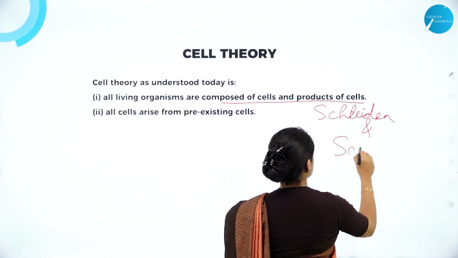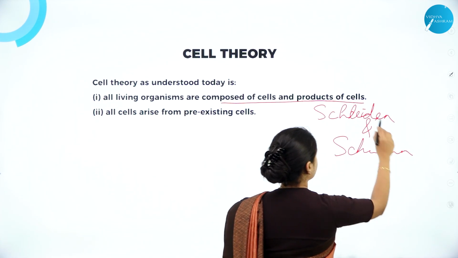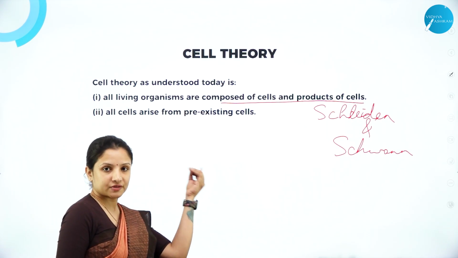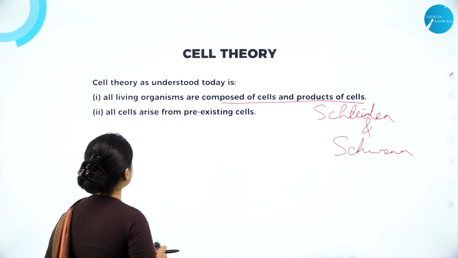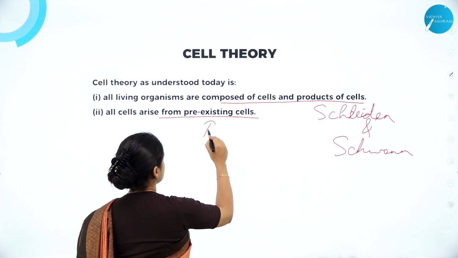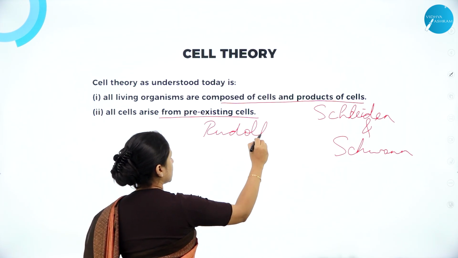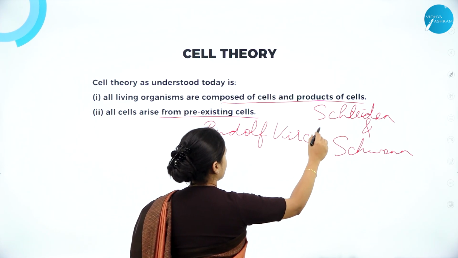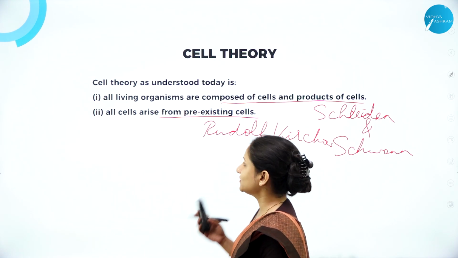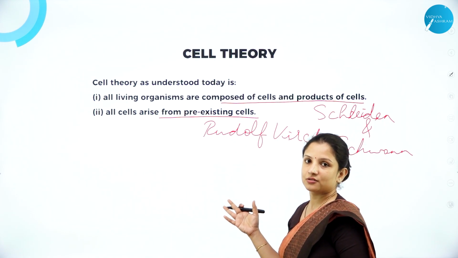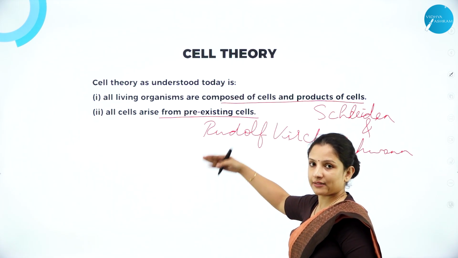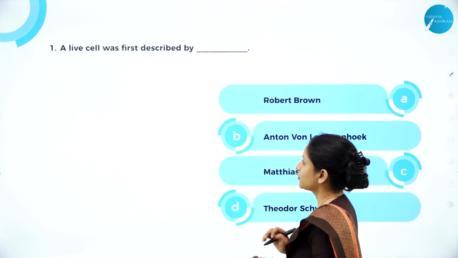Schleiden and Schwann were the ones who gave the sentence that living organisms are composed of cells and the products of cells. And this sentence, all cells arise from pre-existing cells, was given by Rudolf Virchow. So these three scientists framed the cell theory or contributed to its development. So this is the cell theory. This is the first topic in this particular chapter. Now let's see in what way MCQs can be formed under this topic.